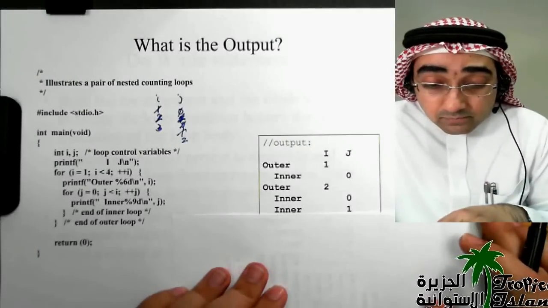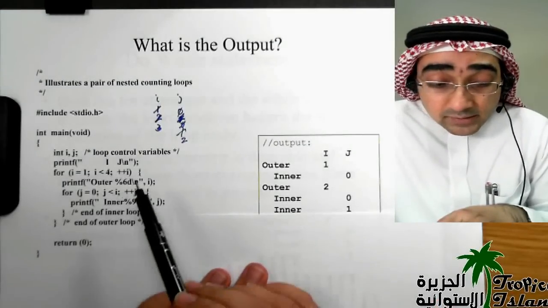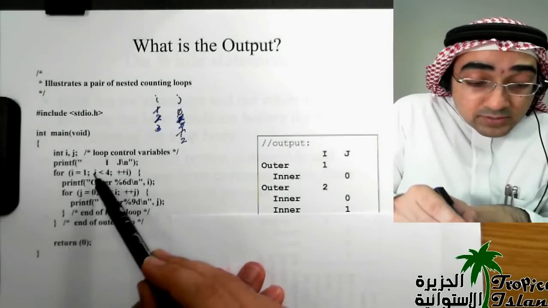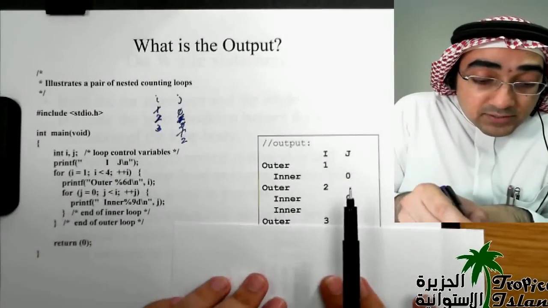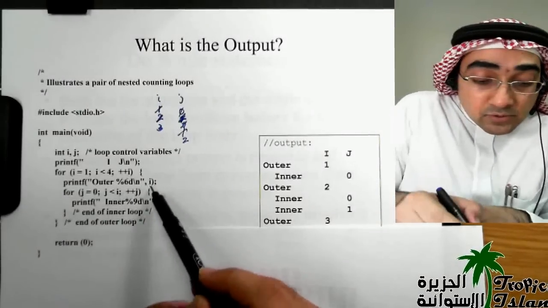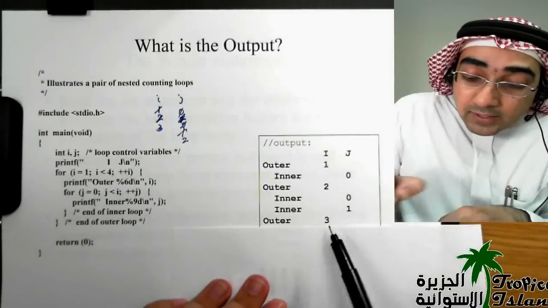Correct? Now, when I became 3, I am going to go inside the test condition and say, is 3 less than 4? Yes, so I'm going to be printing outer and the value of I. So it's going to print 3.